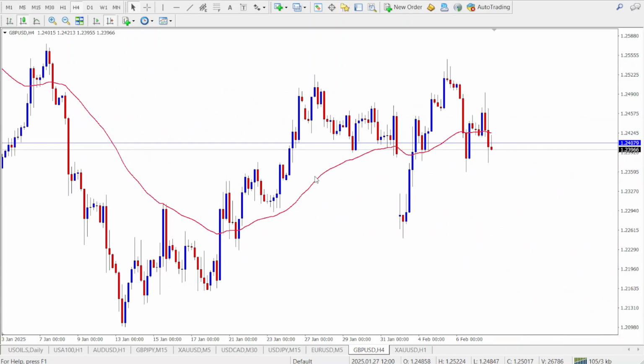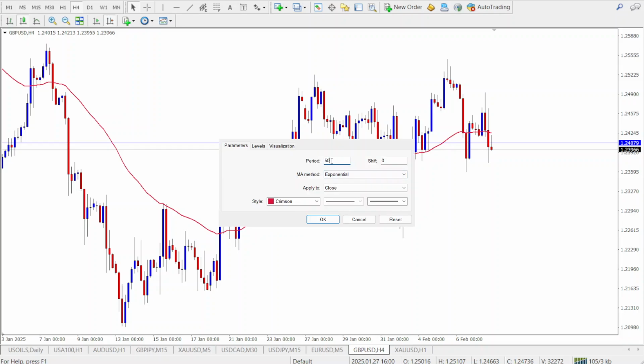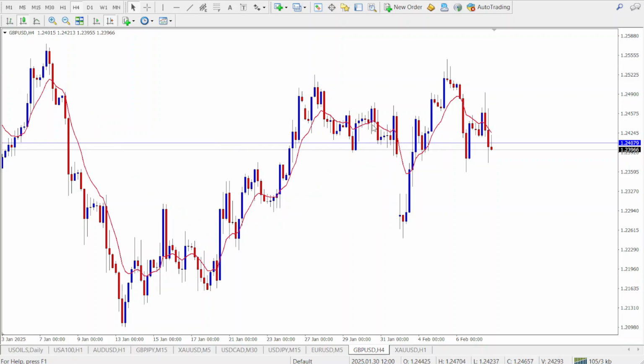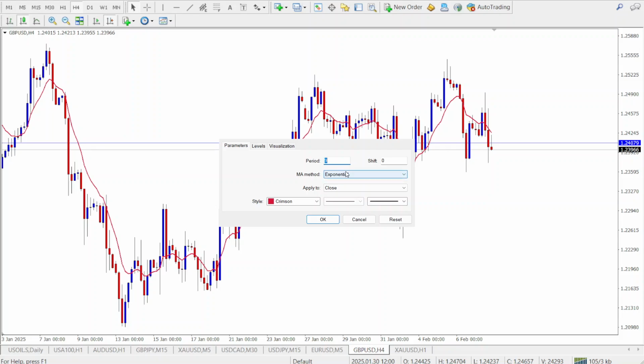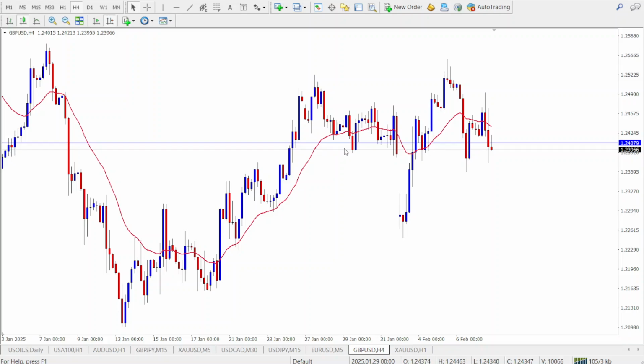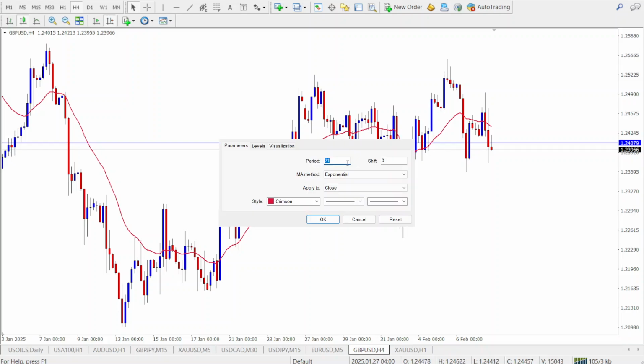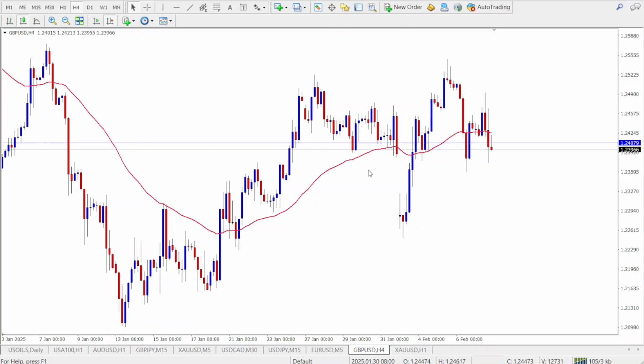Remember that this box is very important. Whatever value you set here determines how the moving average is going to reflect on your chart. Shorter moving averages like the 9 period, the 21 period, or the 50 period react quickly to price movements. So they are shorter term moving averages.